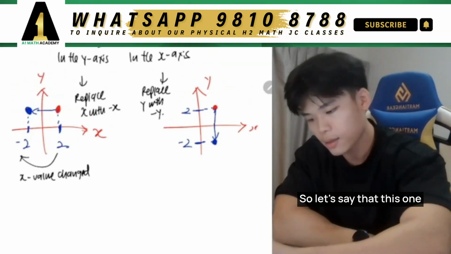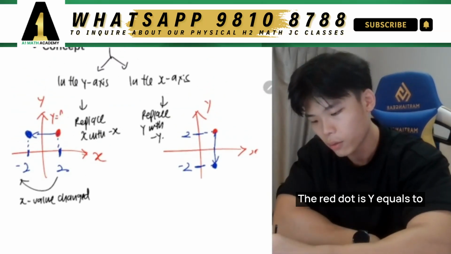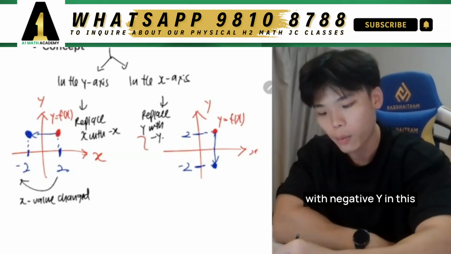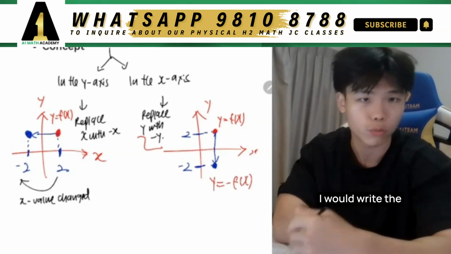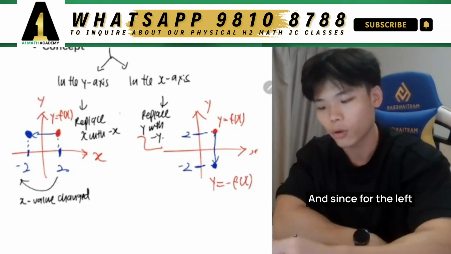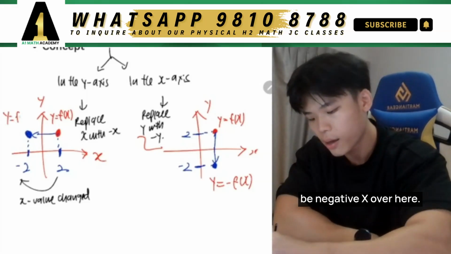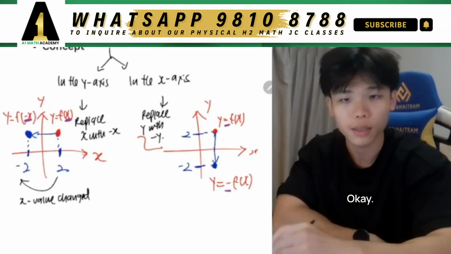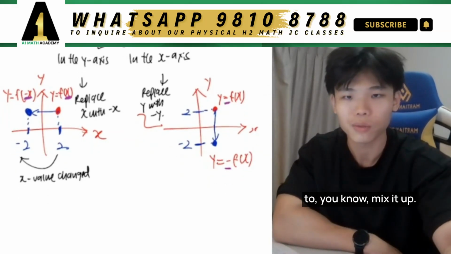Okay, so let's say that this one over here is y equals to f(x). Okay, the red dot is y equals to f(x). So this is y equals to f(x). So since I replaced y with -y in this instance on the right, this one over here would be y equals to -f(x). Right, I would write the working below later. And since for the left side, I replace x with -x, this one would be f(-x) over here. Okay, so you can see that the changes are actually very important. Very simple concept, but if you do it too fast, people tend to mix the two up.